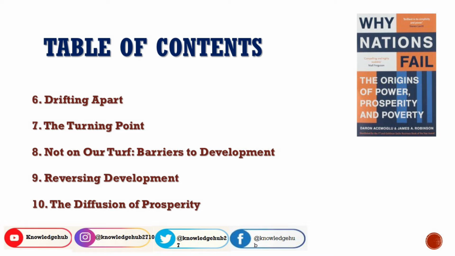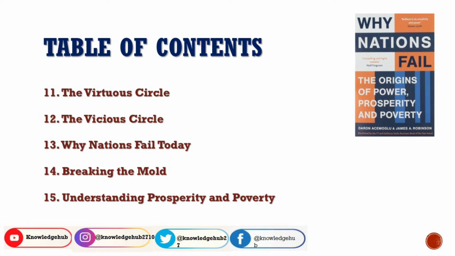Then there are Drifting Apart, The Turning Point, Not on Our Turf, Barriers to Development, Reversing Development, and The Diffusion of Prosperity. Chapter number 11 is about The Virtuous Cycle. Chapter number 12 is about The Vicious Cycle. Chapter number 13 is about Why Nations Fail Today. Chapter number 14 is about Breaking the Mold, and chapter number 15 is about Understanding Prosperity and Poverty. So basically these are the table of contents of this book.